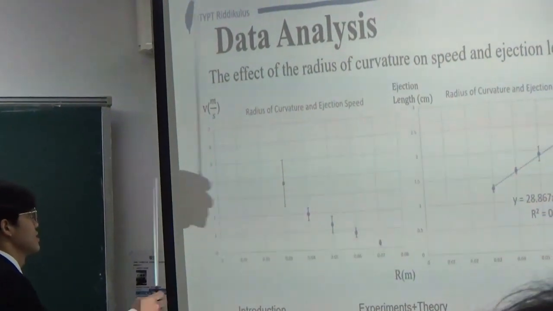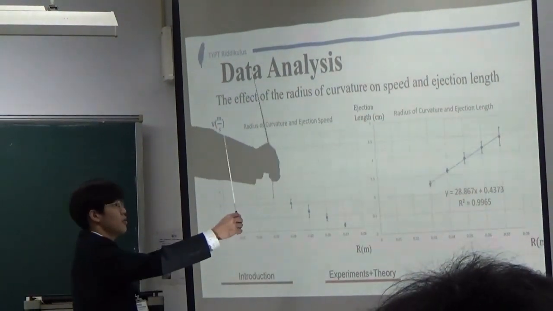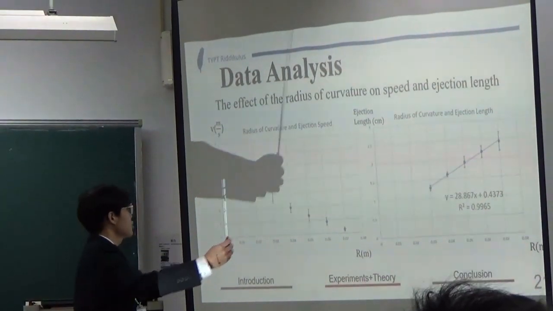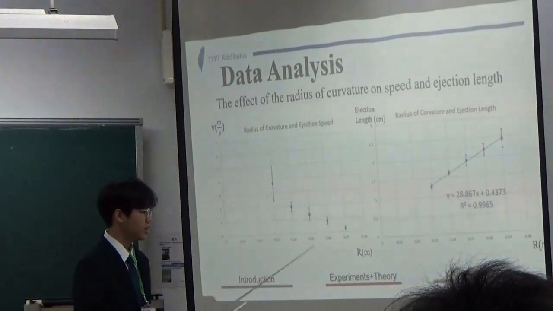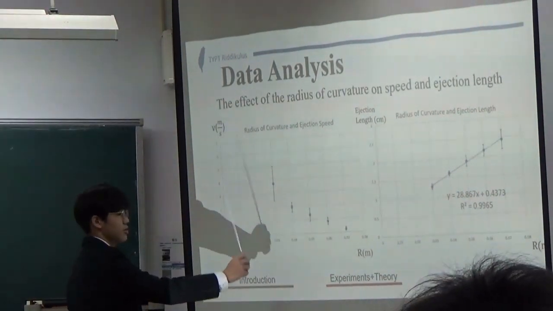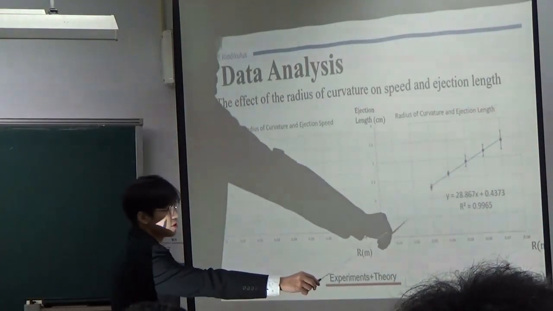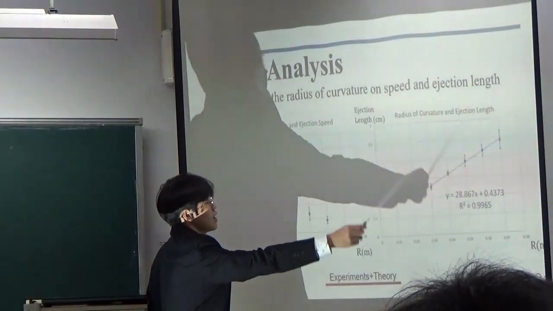And now it's my data analysis. We discuss the effect of the radius of curvature on speed and ejection length. And now this is the data. As you can see, as the curvature increases, the velocity decreases. And there is a linear correlation between the radius of curvature and the ejection length.